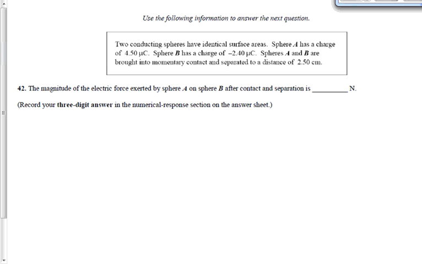Sphere A has a charge of 4.50 microcoulombs. B has a charge of -2 microcoulombs, and it's a negative as well. A and B are brought into momentary contact, and then they're separated by a distance of 2.5 centimeters. We've seen this information before, right? We just haven't seen this question before. We want to know in this question what the magnitude of the force exerted by A on B is.